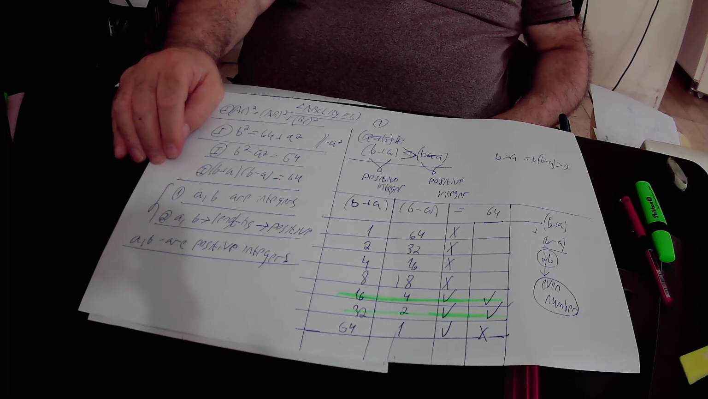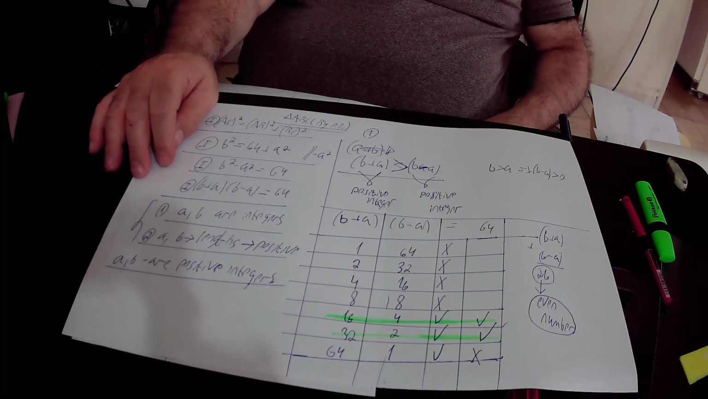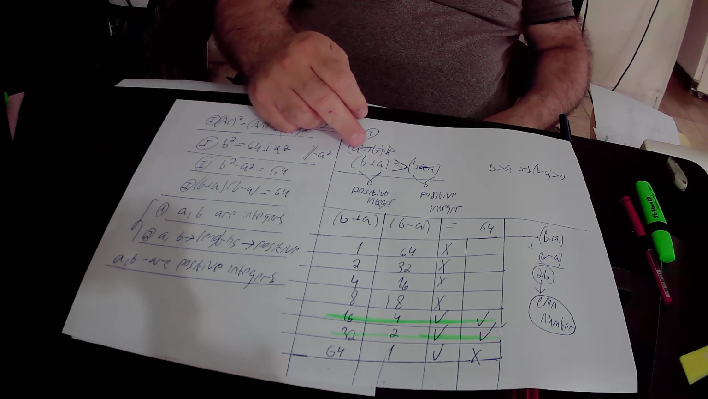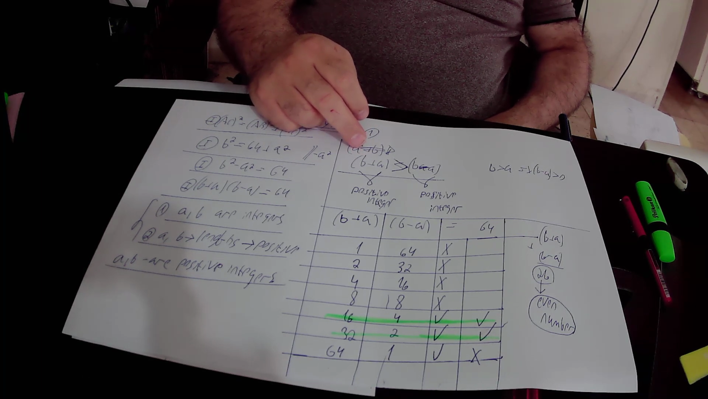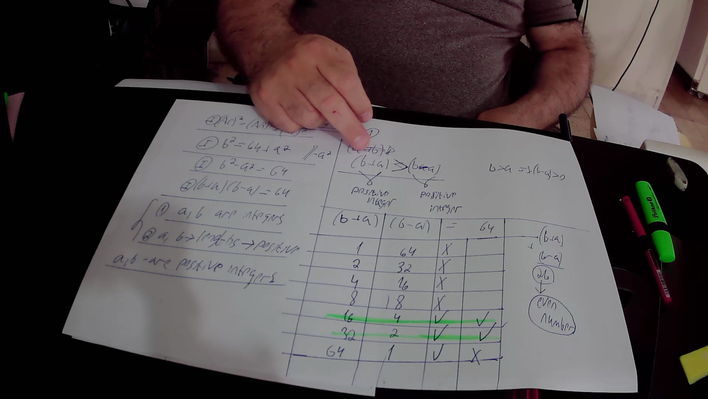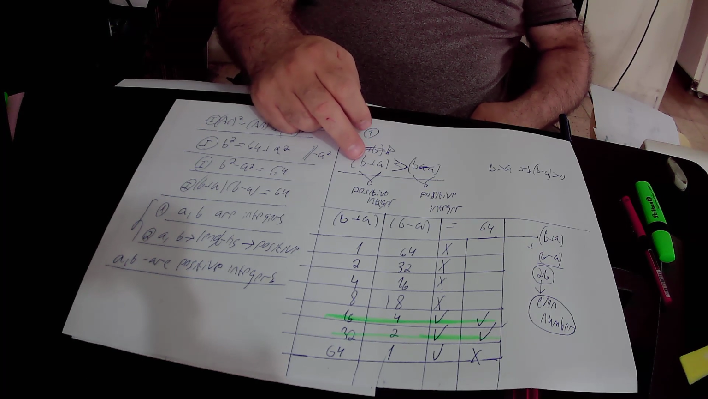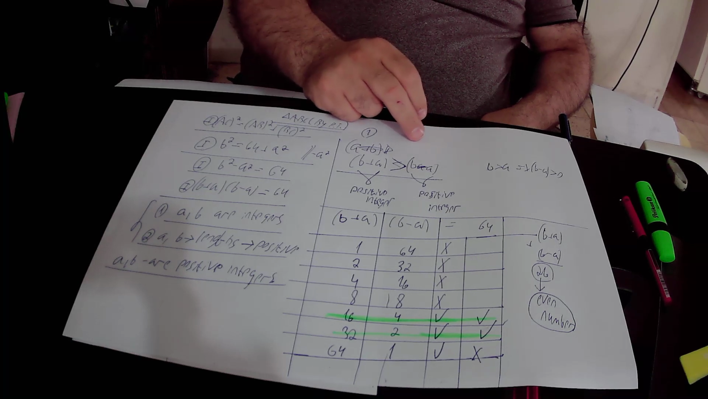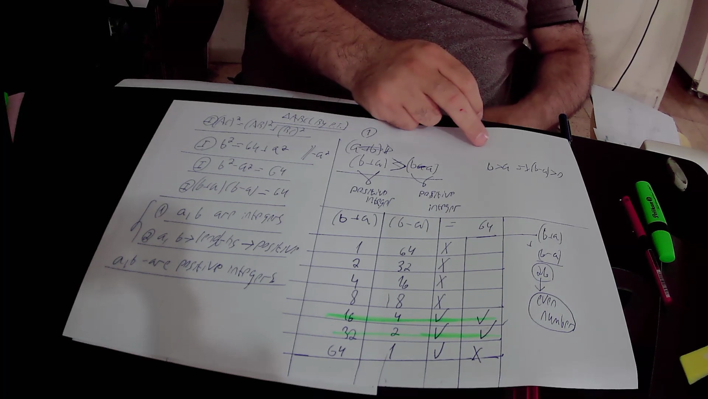But if B is a positive integer and A is a positive integer, then B plus A must be greater than B minus A, because when you add two positive integers to each other, the result must be greater than when you subtract them from each other. So B plus A must be greater than B minus A. B is an integer, A is an integer, therefore B plus A must also be a positive integer. And we know that B is the hypotenuse, it is always greater than the perpendicular that is A.